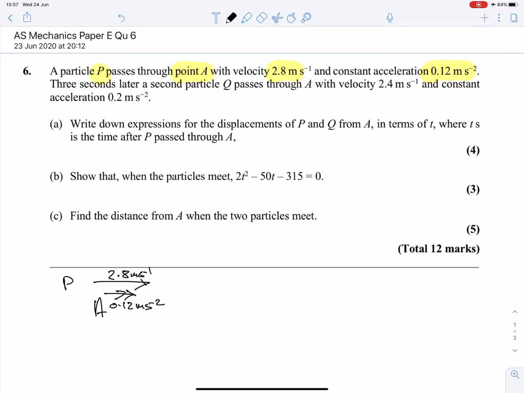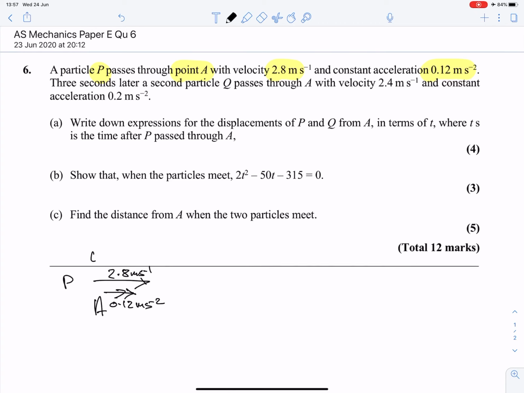3 seconds later, so if we call that at t equals 0, down here, this will be at t equals 3, Q. It passes through A with a velocity of 2.4 meters per second and acceleration of 0.2 meters per second squared. It doesn't say it in the question, but I've assumed there that it's travelling in the same direction and along the same straight line. Otherwise, the question doesn't really make much sense.